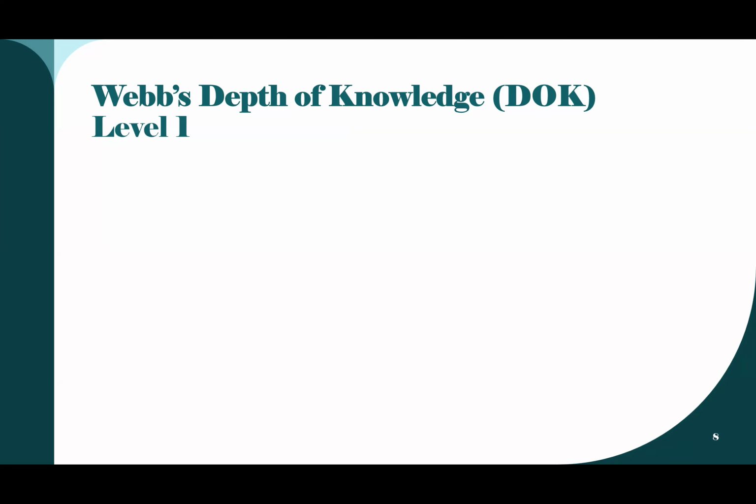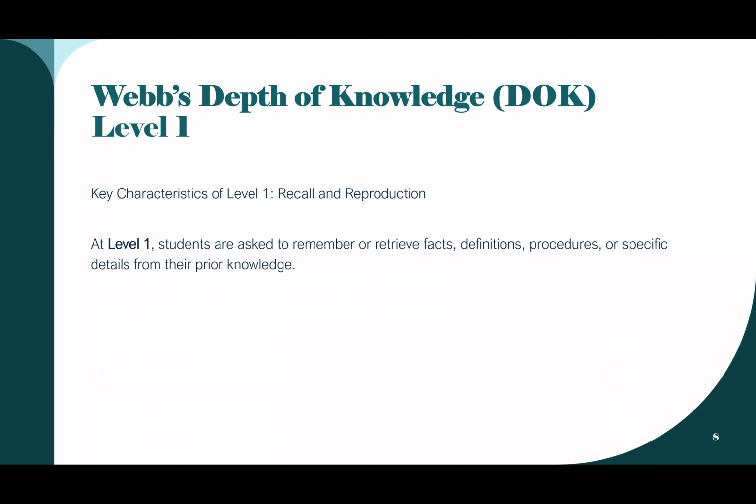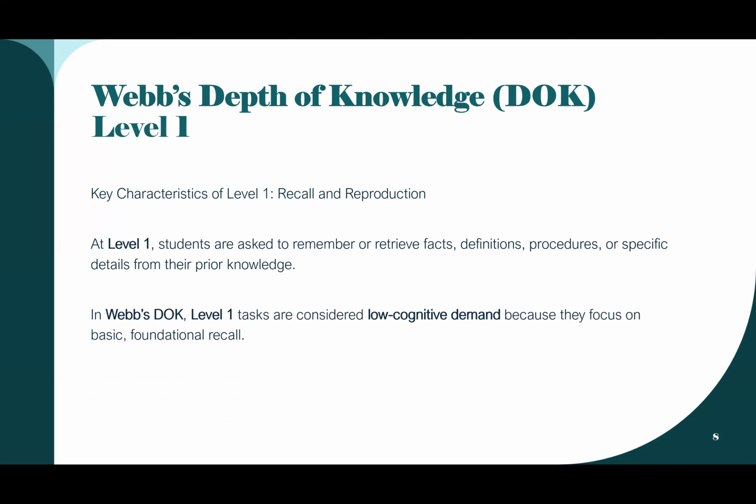Starting with level one. Level one, which is recall and reproduce, is the first level of Webb's depth of knowledge, and it focuses on tasks that require students to recall or reproduce information they have previously learned. This level is the simplest in terms of cognitive demand, but is essential as the foundation for more complex tasks that require higher order thinking.